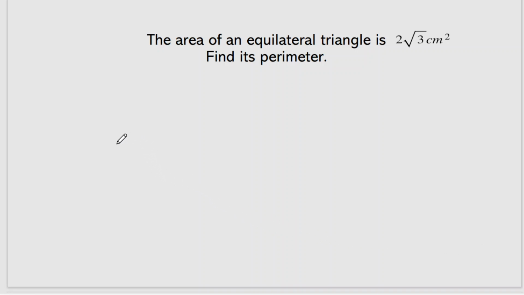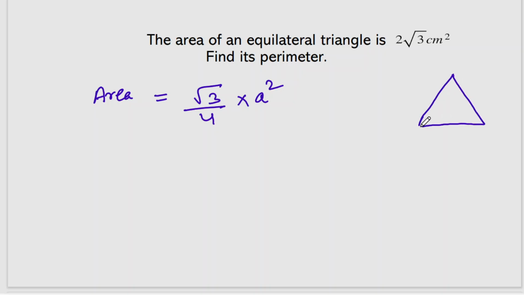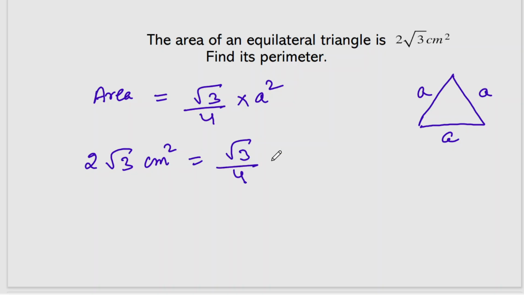Now, the area of an equilateral triangle is 2 root 3 centimeter square. Find its perimeter. So what is the area of an equilateral triangle? Area of an equilateral triangle is root 3 by 4 a square. Okay. So let us find the a. If we have a triangle, and equilateral triangle means all sides are equal. So this is the length of the side. A is your length of the side. So this is given as 2 root 3 centimeter square equal to root 3 by 4 a square.